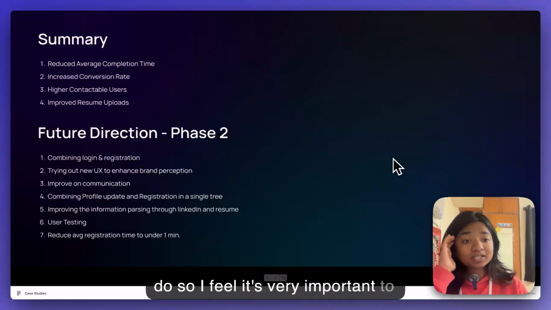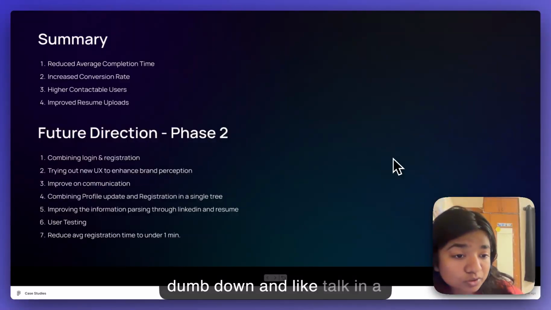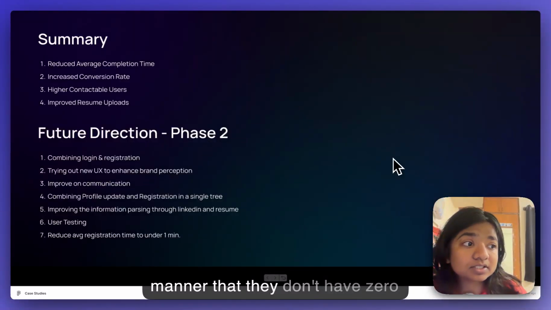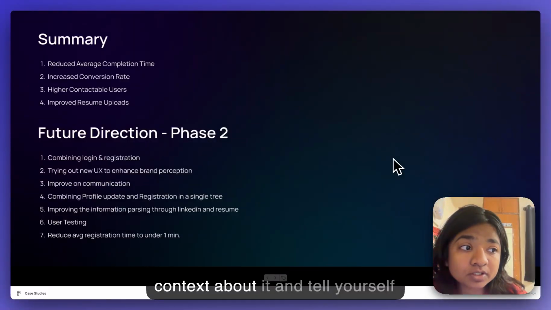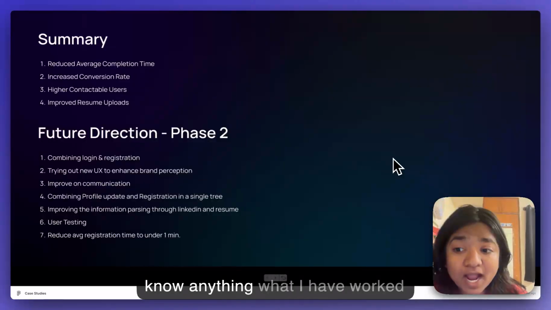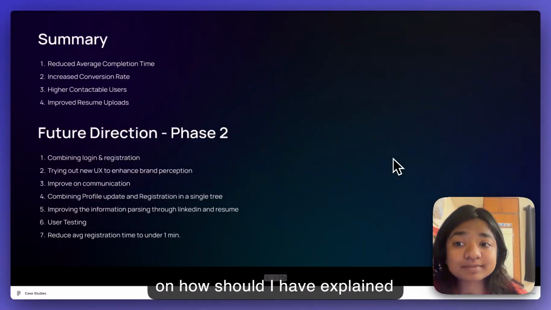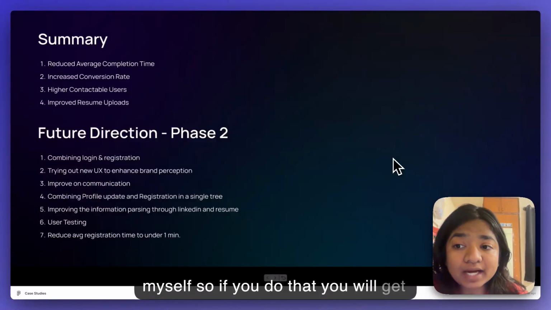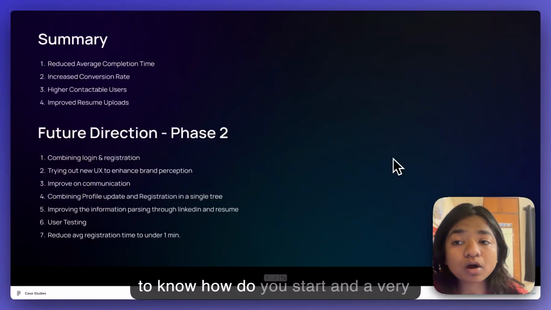So I feel it's very important to dumb down and talk in a manner as if they have zero context about it, and tell yourself while preparing that if I did not know anything about what I've worked on, how should I explain myself? If you do that, you will get to know how to start.